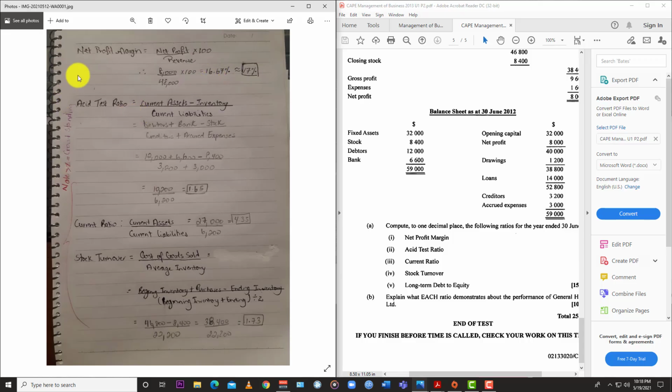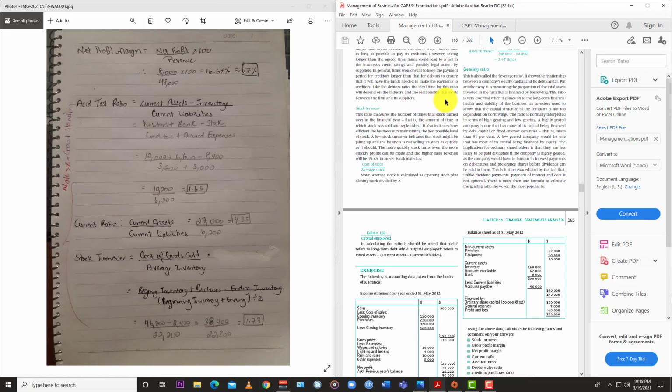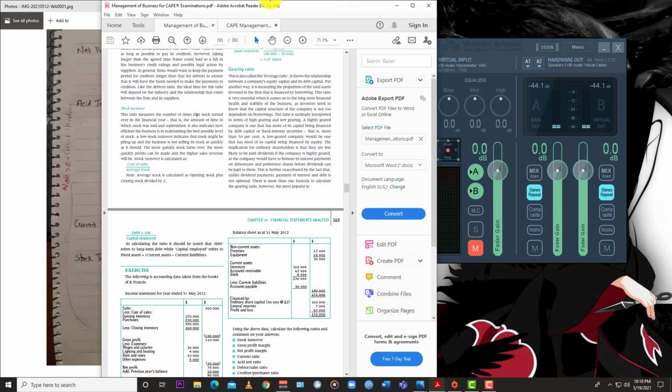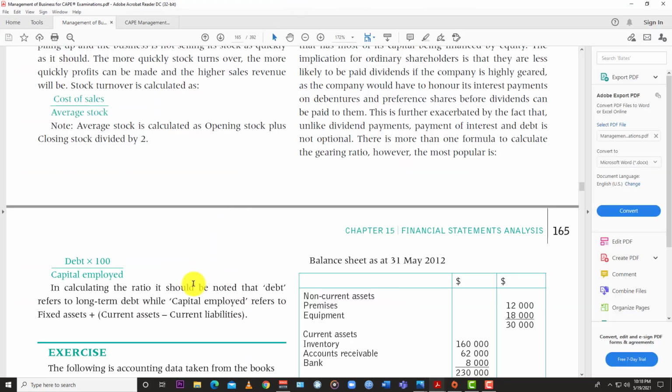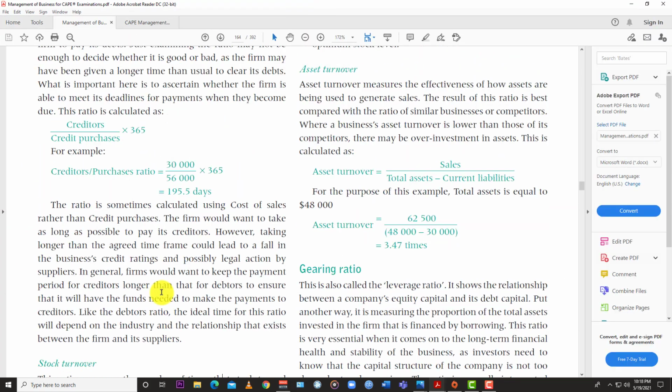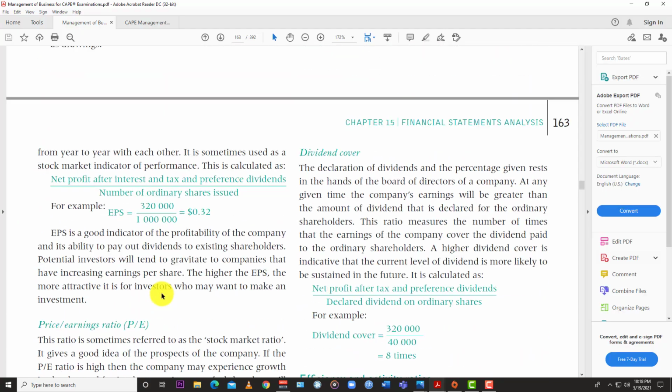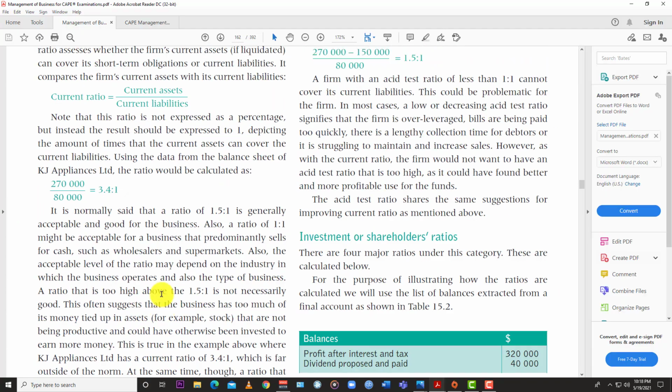Then the acid test ratio gave us a ratio of 1.7. Now this one is also fairly okay. The company is doing fairly okay. Let's look at what the textbook says about the acid test ratio. Now the textbook has a whole lot of ratios, and so you can use it to answer most of the questions because it contains the formulas also.